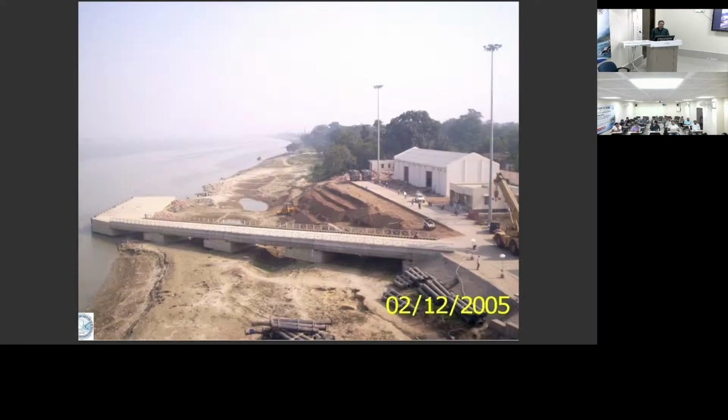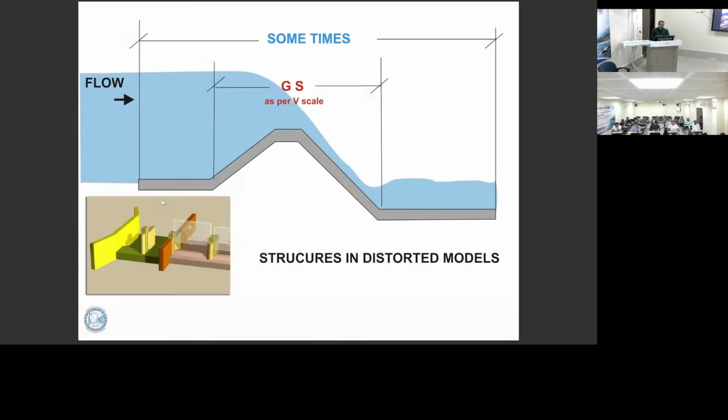What is the scour pattern? Then this is the prototype. After our model studies, they have constructed it. So it is working nicely now. Till now it is there.